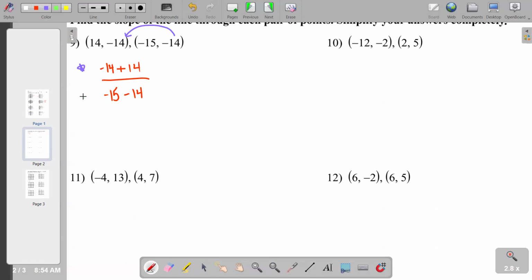And then my second one with the green star next to it is this: -15 minus 14. I need to see this on your papers. We don't have to simplify that. We are going to finish it for sure. Yes, but I do need to see that work on your paper.